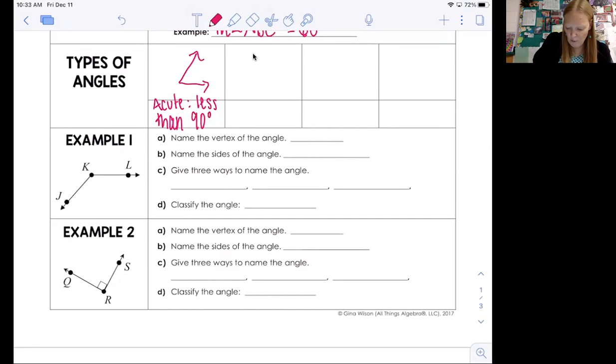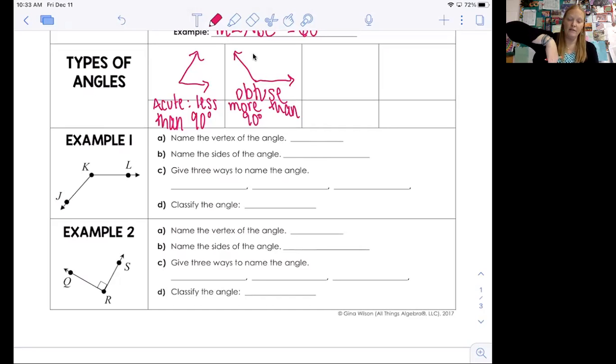The next type of angle would be an obtuse angle. I'm actually going to put the name here. And an obtuse angle is more than 90 degrees, with a catch. If it's more than 90 degrees, it has to still be less than 180. Because if it's more than 90, then you end up going past the straight. So that's a different type of angle.